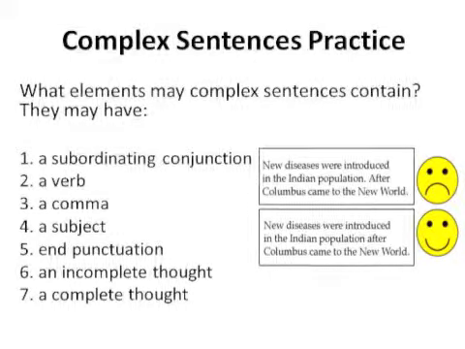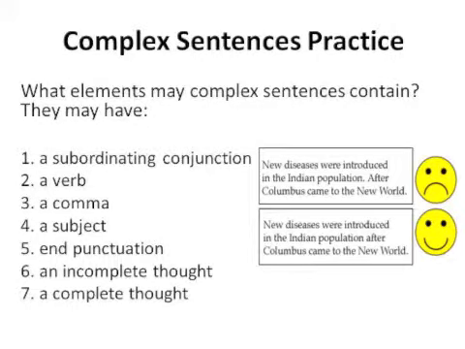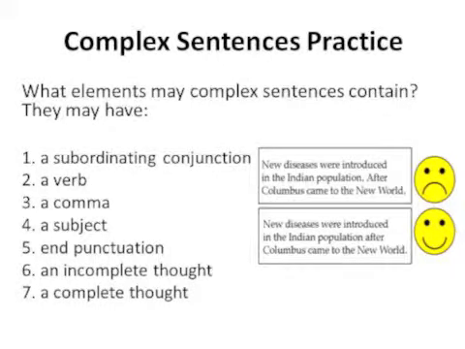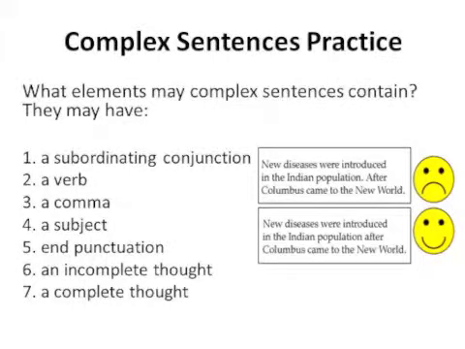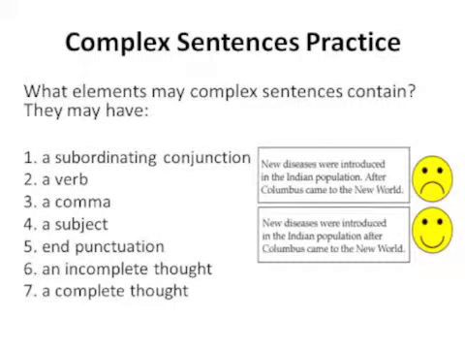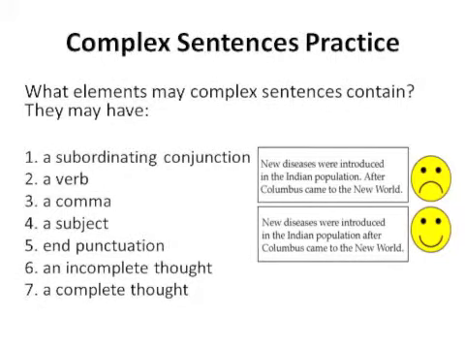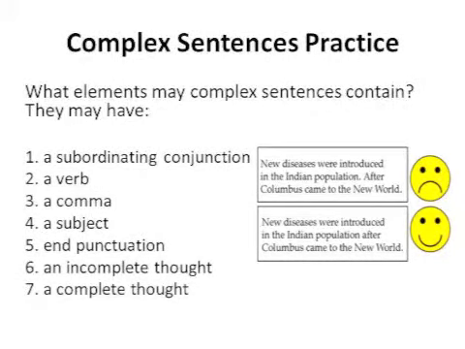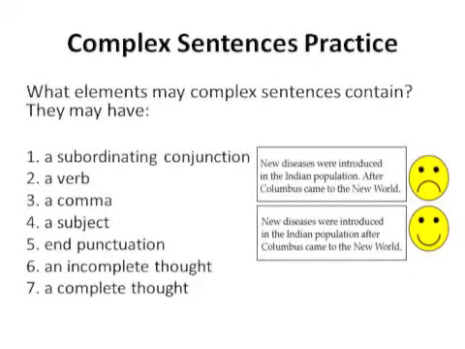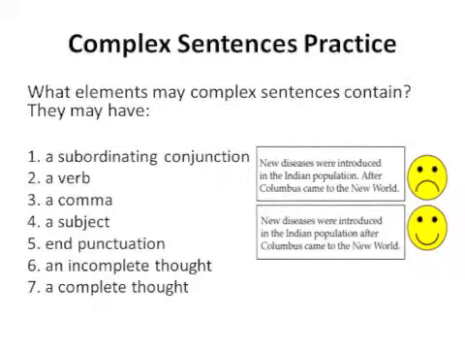Let's look at the example next to the smiley face. New diseases were introduced in the Indian population is the independent clause in the complex sentence. After Columbus came to the New World is the dependent clause. Therefore, the example here has everything but number 3. However, had it begun with after Columbus came to the New World, comma, new diseases were introduced in the Indian population, then it would have all elements.